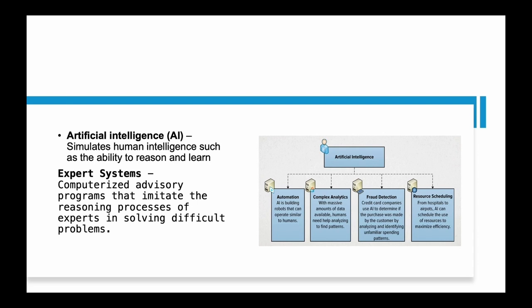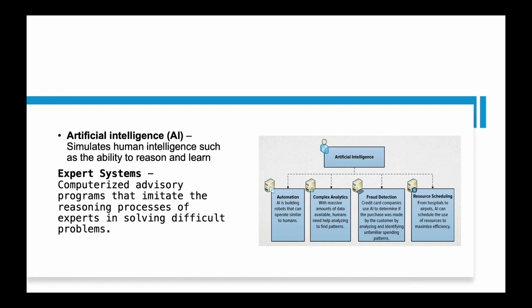Now we want to talk about artificial intelligence, which simulates human intelligence such as the ability to reason and learn. Expert systems are computerized advisory programs that imitate the reasoning processes of experts in solving difficult problems. For example, a doctor can use these expert systems instead of diagnosing the patient himself. He puts the data into it, for example answering the expert system's questions, and the expert system tells him the patient's condition and what he needs from all of this.